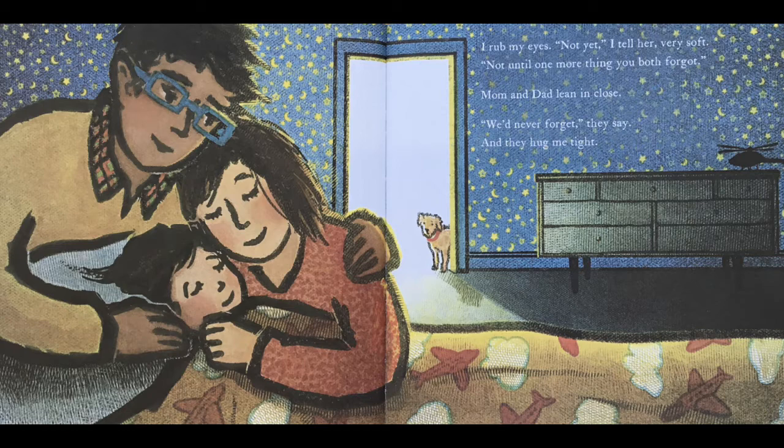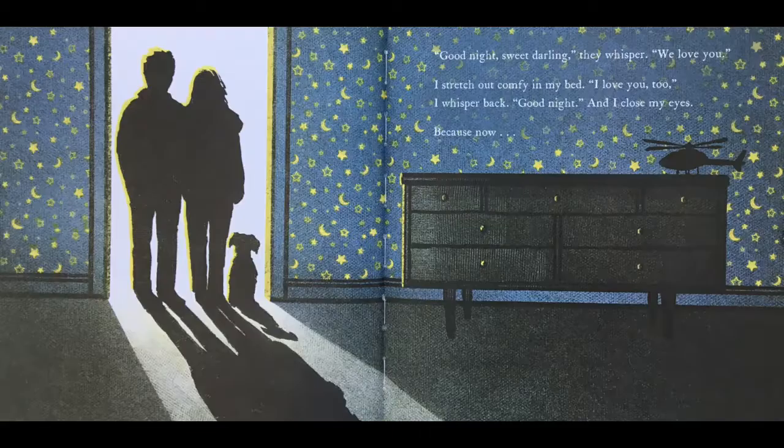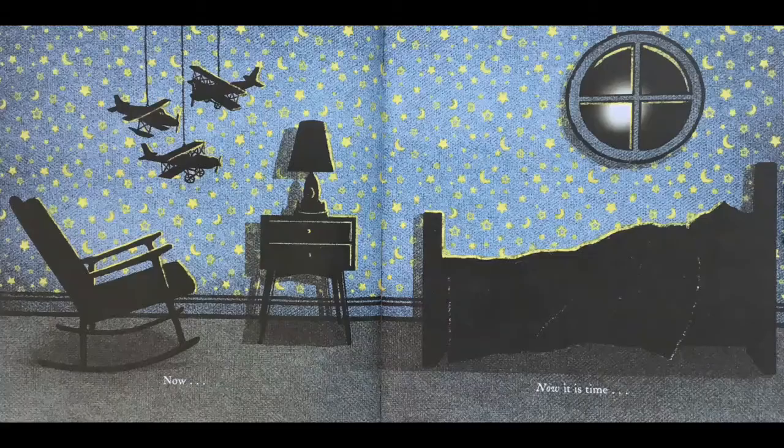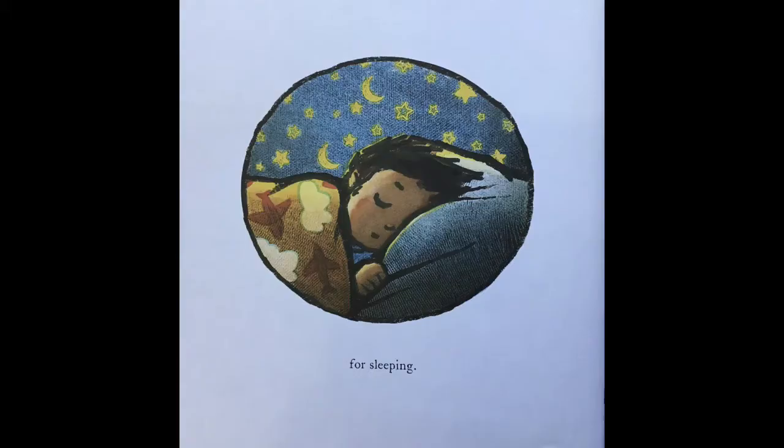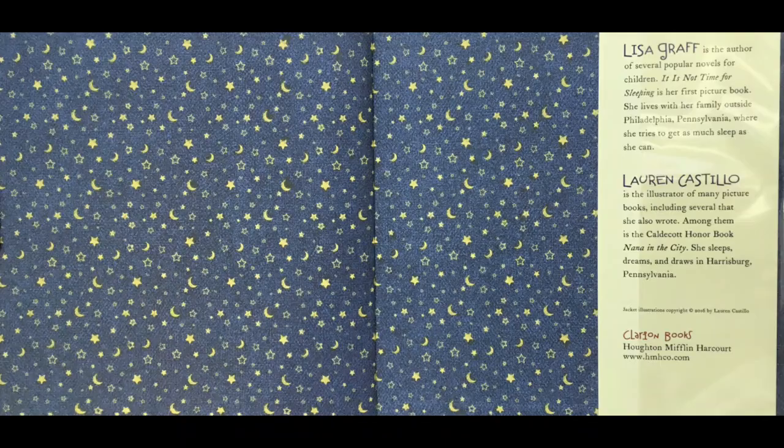Mom and Dad lean in close. "We'd never forget," they say, and they hug me tight. "Good night, sweet darling," they whisper. "We love you." I stretch out comfy in my bed. "I love you too," I whisper back. "Good night." And I close my eyes. Because now, it is time for sleeping. The end.